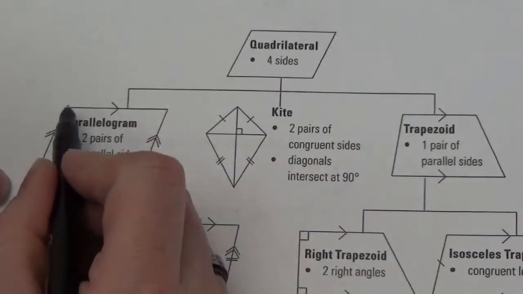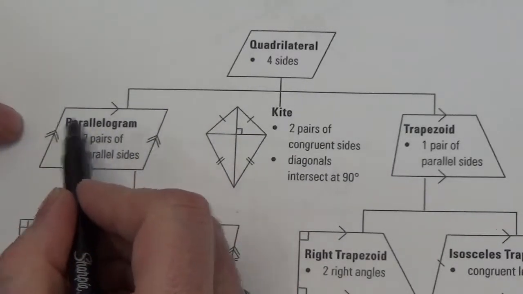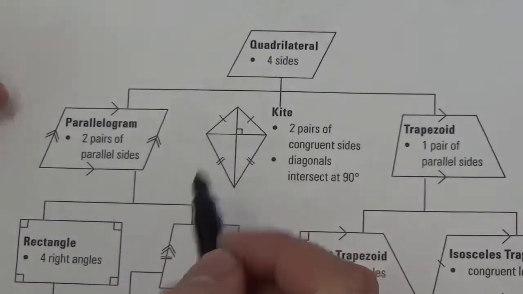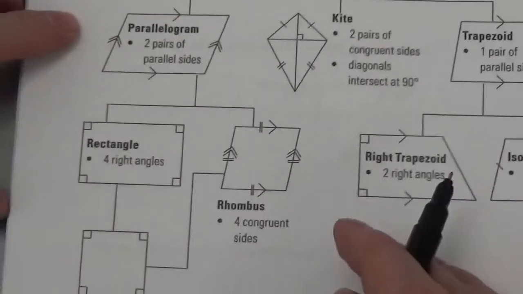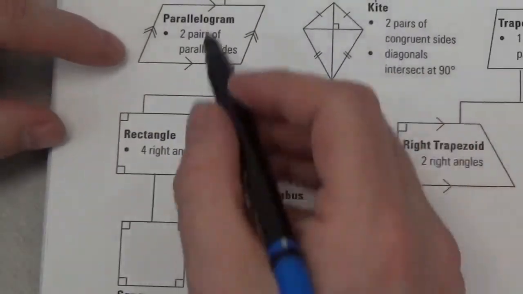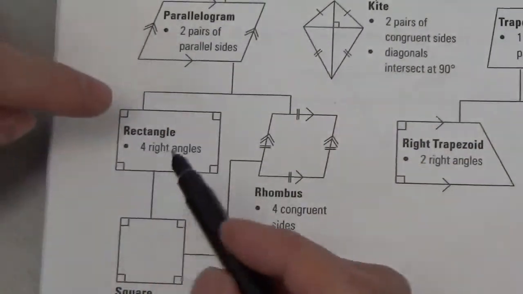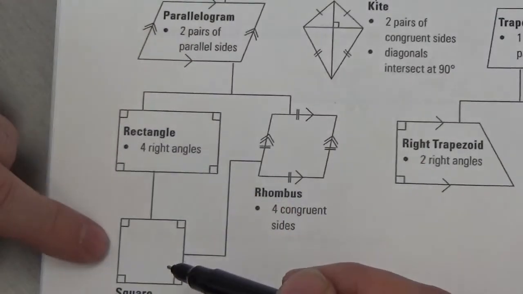Additionally, we know that because of the parallel lines, these two angles will add up to 180. And so will these two angles add up to 180. So those are some properties of the parallelogram. Now, after that, this breaks up into two other sorts of parallelograms. Down here are the familiar ones: we've got the rectangle and the square.